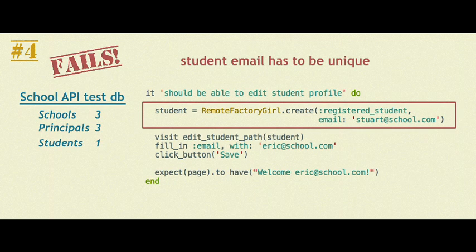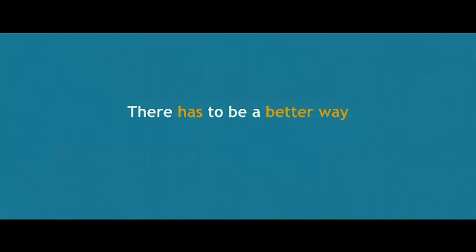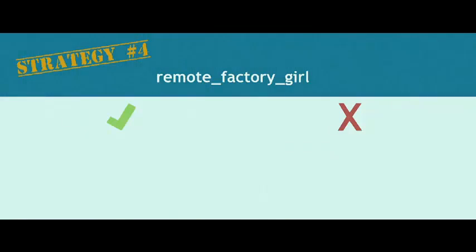But before we investigate, let's look at the advantages and disadvantages of Remote Factory Girl. We have more confidence in our test suite. That's because we're integrating with a school API application. We could create all this test data that's not available through the school API's API. The disadvantage is we still have to manage a school API server. There's still state that bleeds between tests.